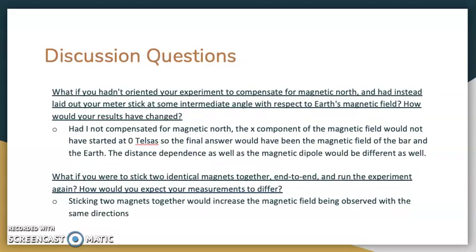Discussion questions: I determined that had I not compensated for the magnetic north, the x component of the magnetic field would not have started at 0 teslas, so the final answer would have been the magnetic field of the bar as well as the Earth together, and the distance dependence as well as the magnetic dipole would end up being different. And also, if I were to stick 2 magnets together, this would increase the magnetic field that I observed, but the direction would still be the same.